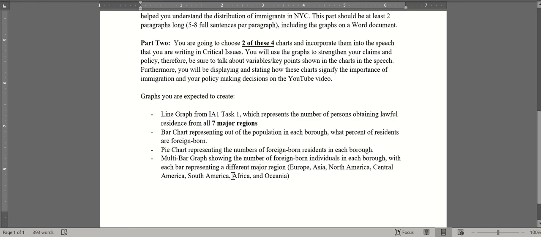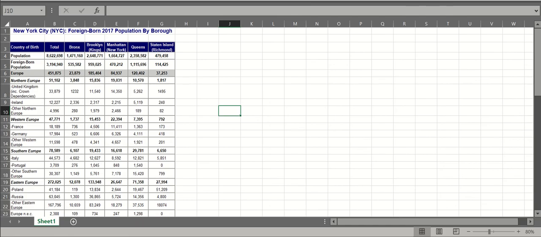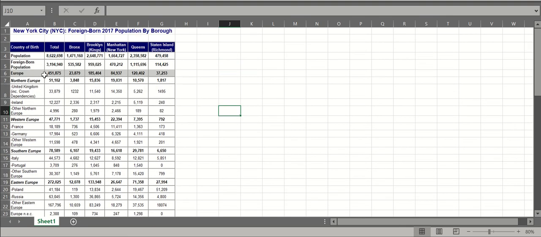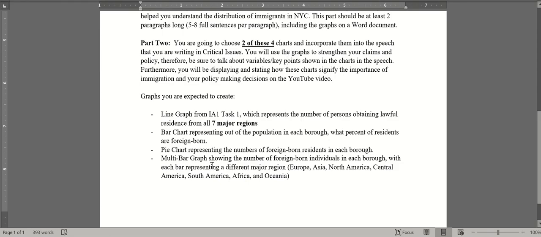Lastly, you're going to create a multi-bar graph showing the number of foreign individuals in each borough, with each bar representing a different major region. So there's 7 of them. Going back to this, you're going to be taking data from each of the 7 major regions, so Europe, Africa, Asia, and so on. I highly recommend you copy and paste, make a small table over here with only the major regions. The header should be the boroughs, so the top row would be the boroughs, and then the bottom rows would be all 7 regions. And you would create a multi-bar graph with each of the bars.